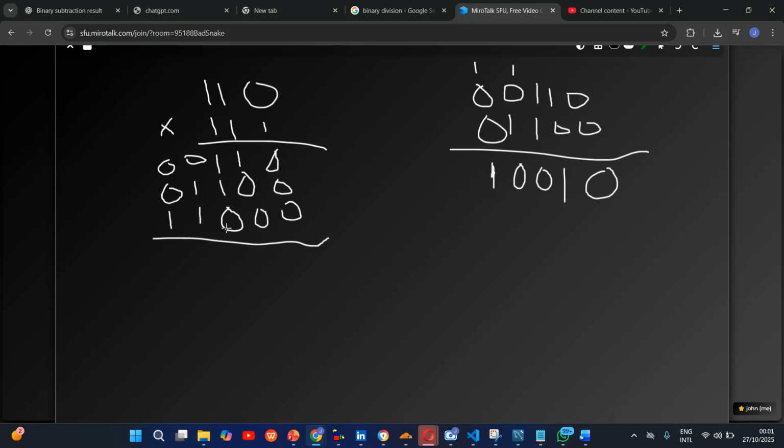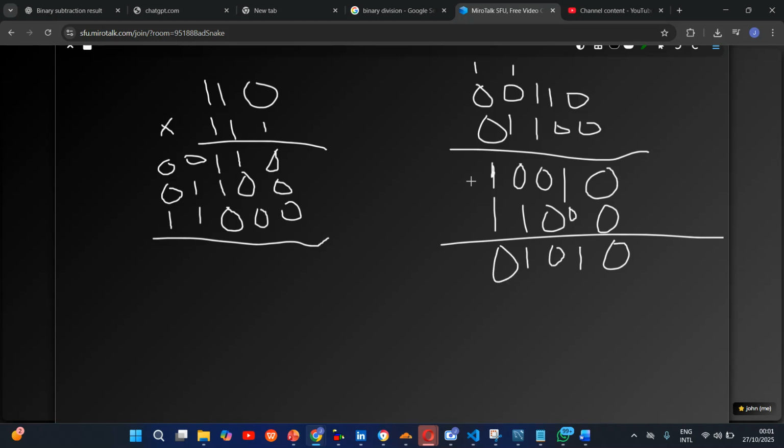Right, so let's do this one. Bring down this one and add the next row, so we have 1, 1, 0, 0, 0. So we do the addition. 0 plus 0 will give you 0. 1 plus 0 will give you 1. 0 plus 0 will give you 0. 0 plus 1 will give you 1. 1 plus 1 will give you 0, carry 1. That 1 we bring here.